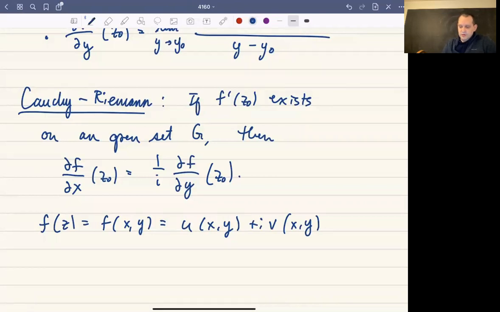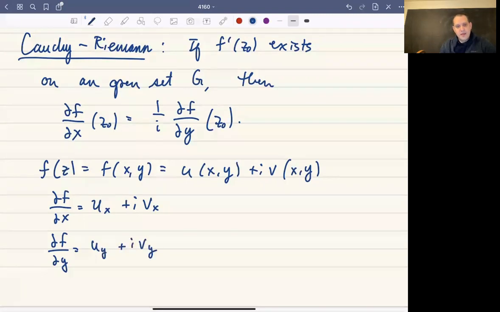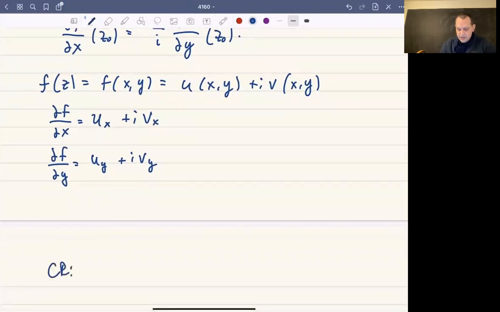Then the Cauchy-Riemann equations say the partial derivative of f with respect to x is going to be the partial derivative of u with respect to x plus I times the partial of v with respect to x. And the partial of f with respect to y is going to be the partial of u with respect to y plus I times the partial of v with respect to y. And if these are equal, then what the Cauchy-Riemann equations say is that u sub x plus I v sub x is equal to 1 over I u sub y plus I v sub y.